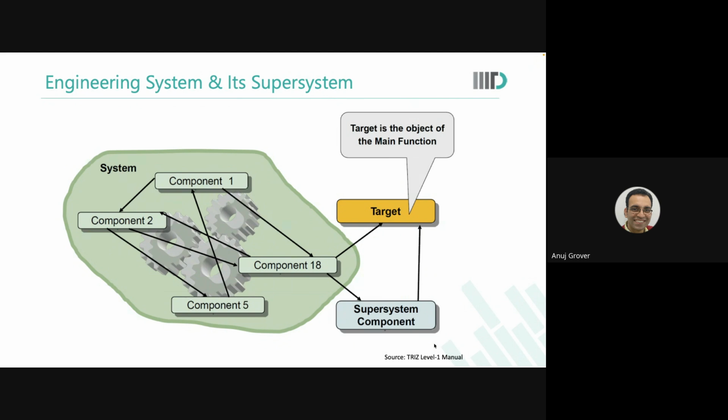And many components may interact with the target, or only one component may interact with the target. Identifying the target is extremely important, because if you do not clearly identify the target, you might end up solving problems which are not that important and leave out problems which are really important. There could be many super system components. Coffee cools air, but air was not the target. That is an inconsequential function.